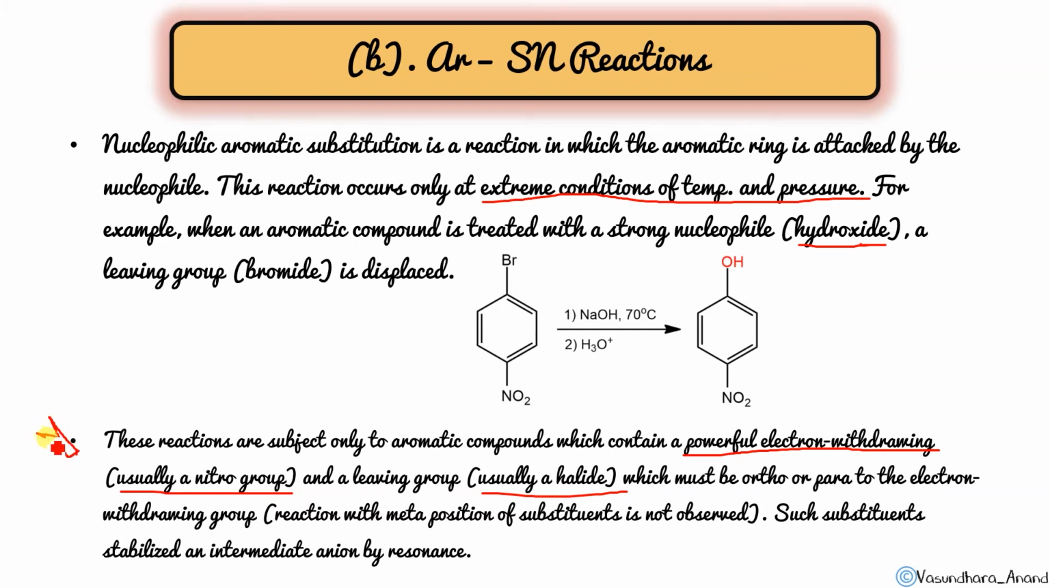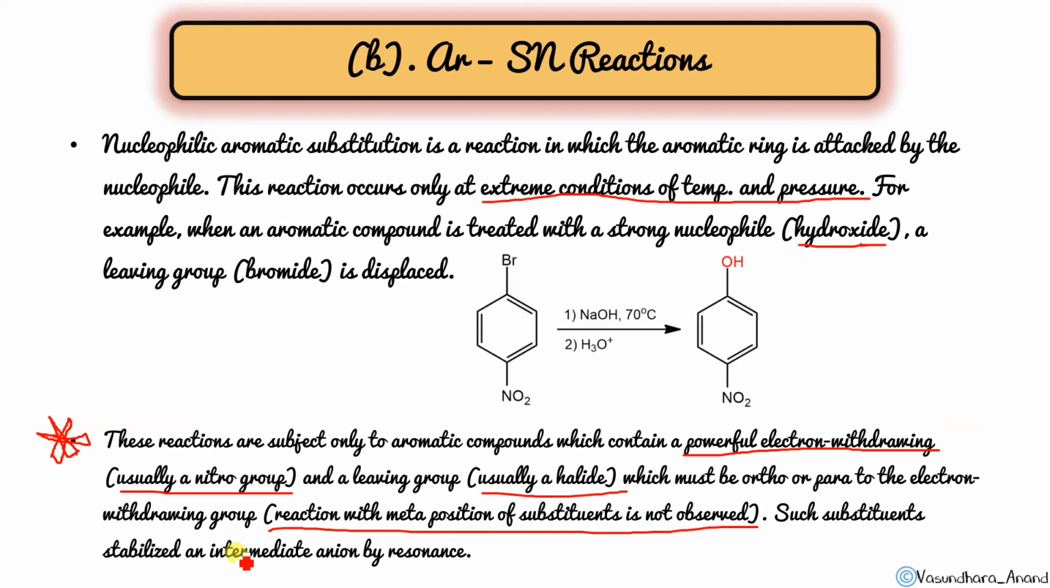Let me make a star over here. Yes, so this is an important point: if it is giving the SN reaction, nucleophilic substitution reaction in the benzene ring, there must be an electron withdrawing group, and the leaving group must be a halide, which it can easily give, and the halide group should be at the ortho or para position of the electron withdrawing group. Okay, reaction with substitution at the meta position is not observed. In general, experimentally, this is not observed.